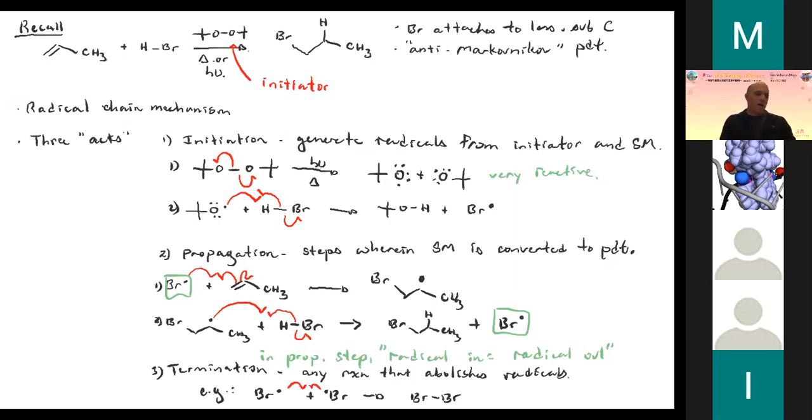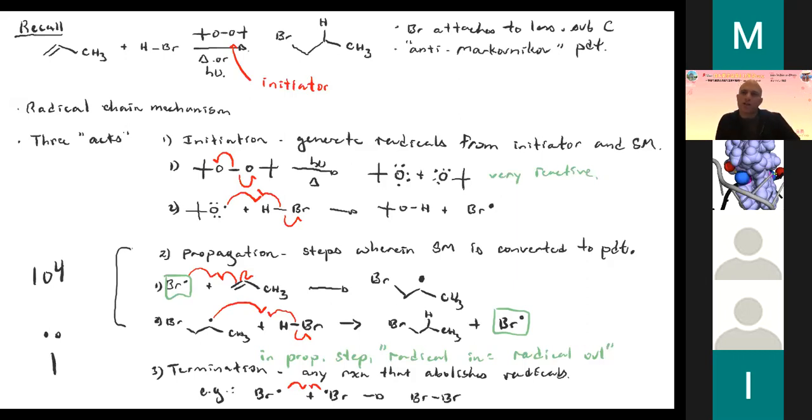All right. And, you know, a good rule of thumb is that under typical conditions, you get about 10 to the 4 propagation steps for each termination step. So 10,000 molecules of product for each annihilation of the Br dot radical in this case, okay?